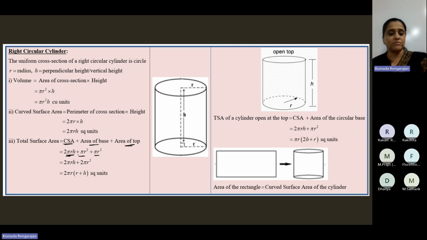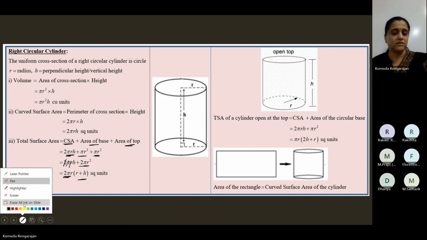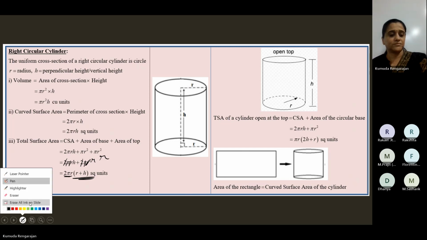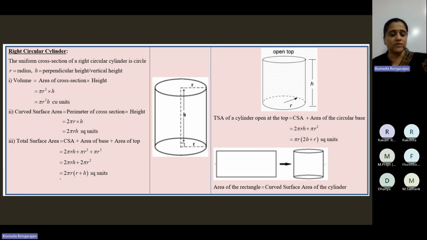On taking common, pi r square plus pi r square is 2 pi r square. And on taking 2 pi r common, in the bracket you'll get r plus h, or h plus r, it's all the same. Taking 2 pi r common, children, 2 pi and 1 r is common. So the other, h plus r in the bracket, or r plus h. So this is the formula to find the total surface area of a cylinder. 2 pi r h is CSA. 2 pi r into r plus h is TSA.